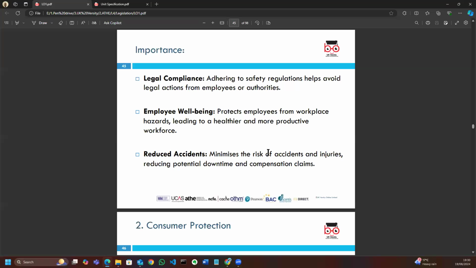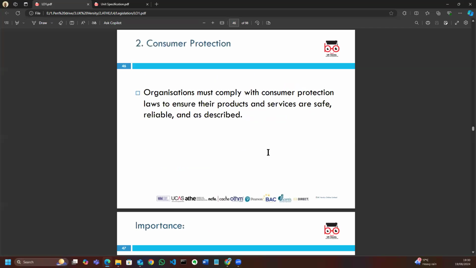Reduced accidents. With the Health and Safety Act 1974, this is going to reduce accidents, minimize the risk of accidents and injuries, and reduce potential downtime and compensation claims. Then we have consumer protection, where organizations must comply with consumer protection law to ensure that products and services are safe, reliable, and as described.